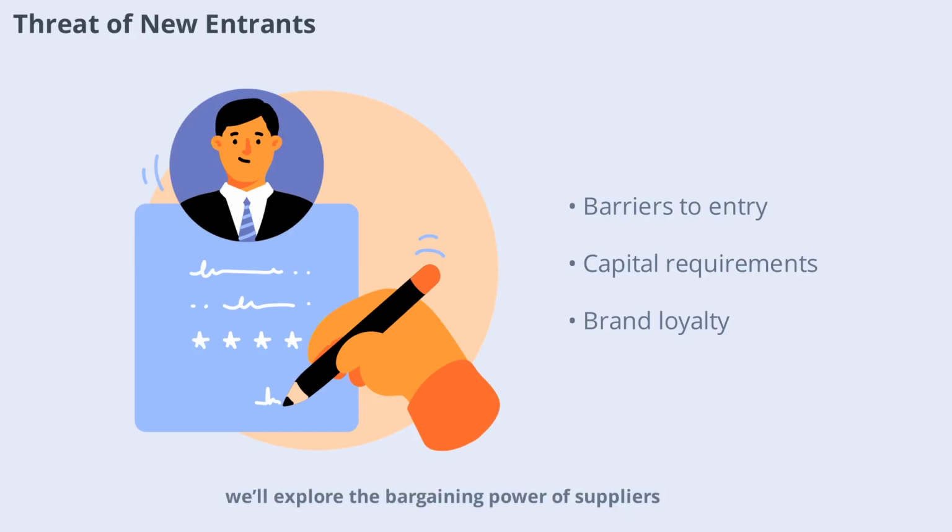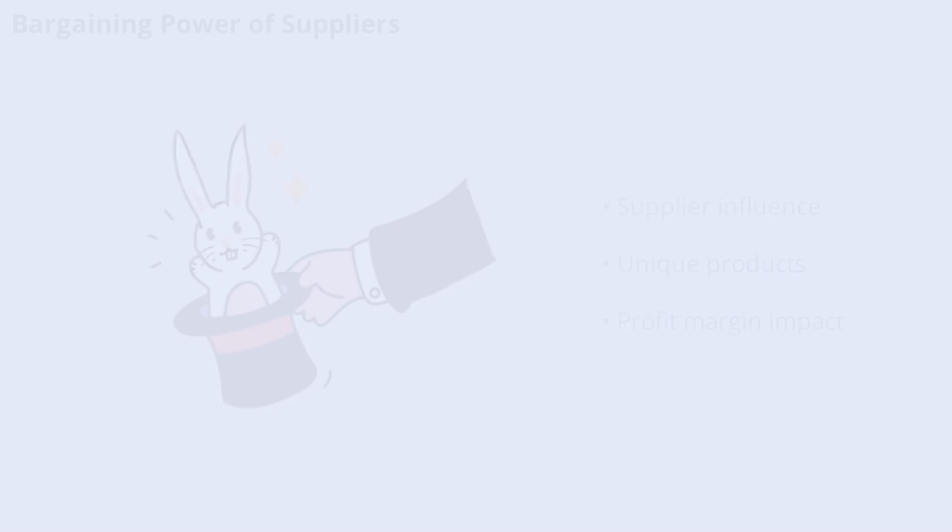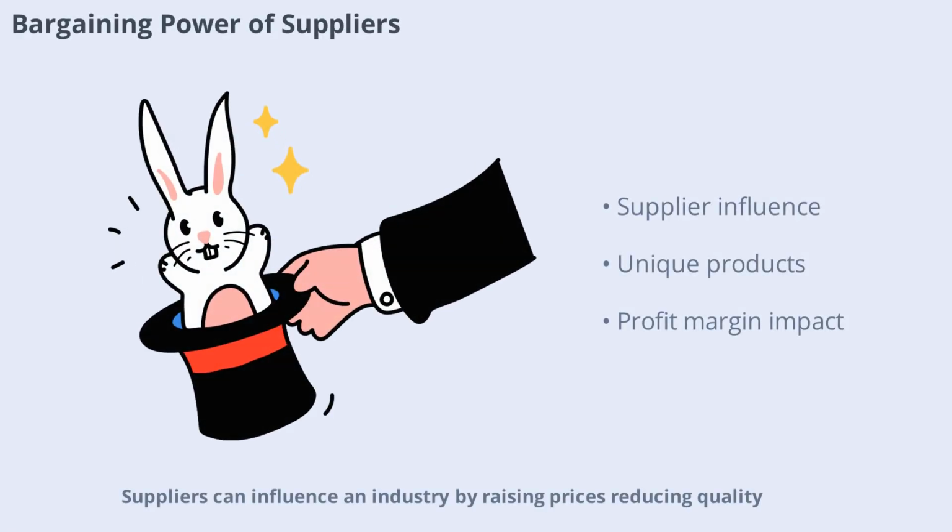Next, we'll explore the bargaining power of suppliers. Suppliers can influence an industry by raising prices, reducing quality, or limiting the availability of key inputs. When there are few suppliers or when they offer unique products, their bargaining power increases. This can squeeze profit margins for companies within the industry. Businesses must assess their relationships with suppliers and seek ways to reduce dependency, such as diversifying sources or negotiating better terms. Now, let's look at the bargaining power of buyers.